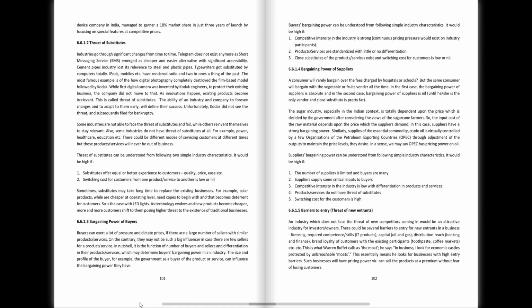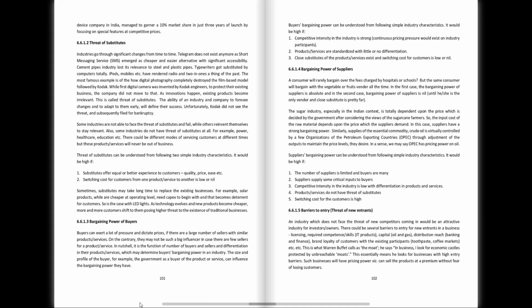The sugar industry, especially in the Indian context, is totally dependent upon the price, which is decided by the government after considering the views of the sugarcane farmers. So, the input cost of the raw material depends upon the price which the suppliers demand. In this case, suppliers have a strong bargaining power. Similarly, supplies of the essential commodity, crude oil, are virtually controlled by a few organizations of the Organization of the Petroleum Exporting Countries, OPEC, through adjustment of the outputs to maintain the price levels they desire. In a sense, we may say OPEC has pricing power on oil.